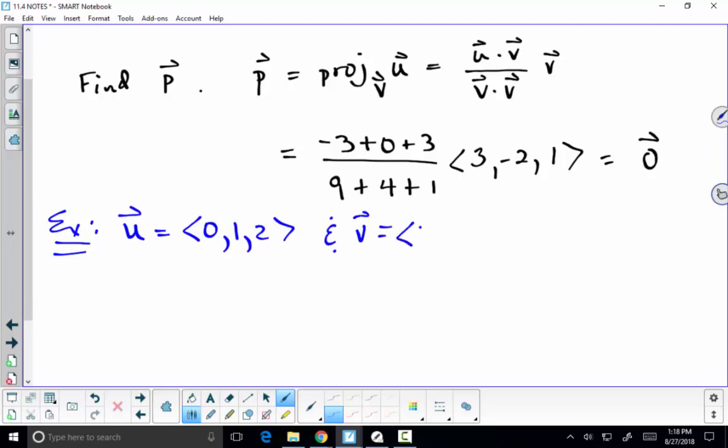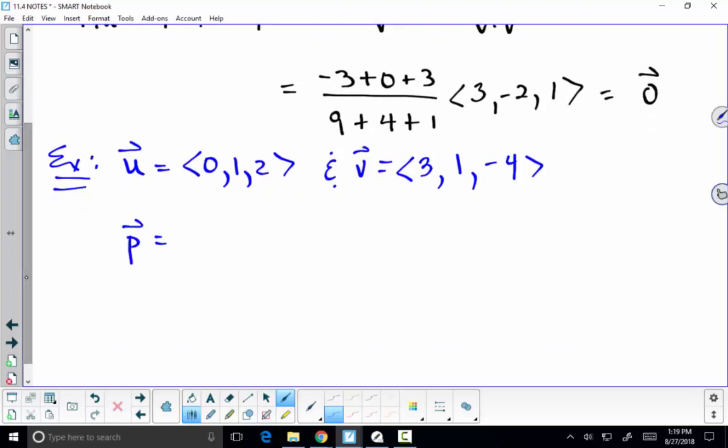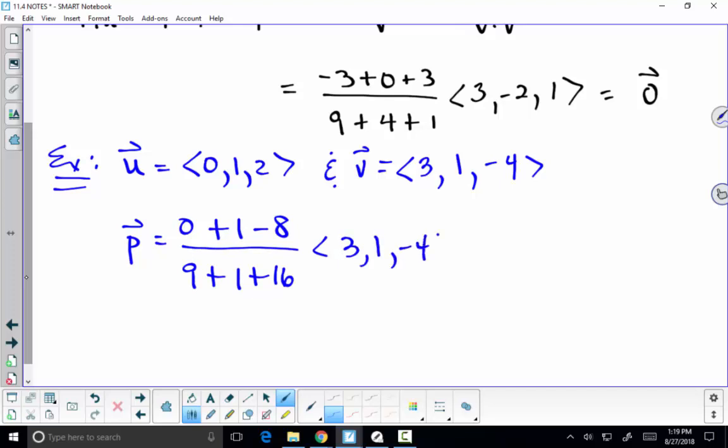All right, so those two vectors are not orthogonal. That dot product is not 0. So P will be the dot product, which is going to be 0 plus 1 minus 8. And the denominator is going to be 9 plus 1 plus 16. And then we're going to scale vector V. And so our projection vector is going to end up being minus 7 divided by 26 multiplied by that.